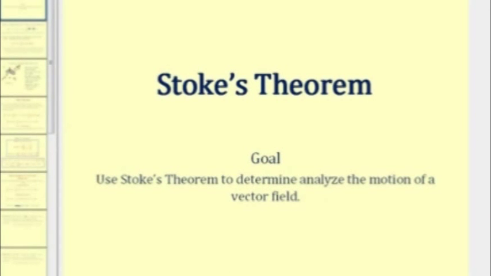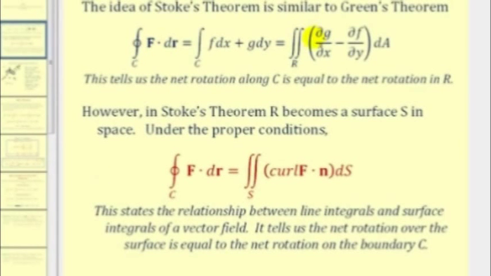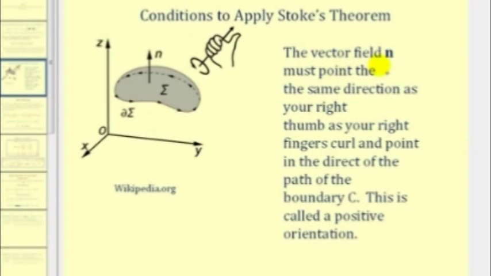Welcome to Stokes' theorem. The idea of Stokes' theorem is similar to Green's theorem. However, in Stokes' theorem, the region R becomes a surface S in space under the following condition. Condition to apply Stokes' theorem: the normal vector N must point in the same direction as your right thumb as your right fingers curl in the direction of the path of the boundary C. This is called a positive orientation.